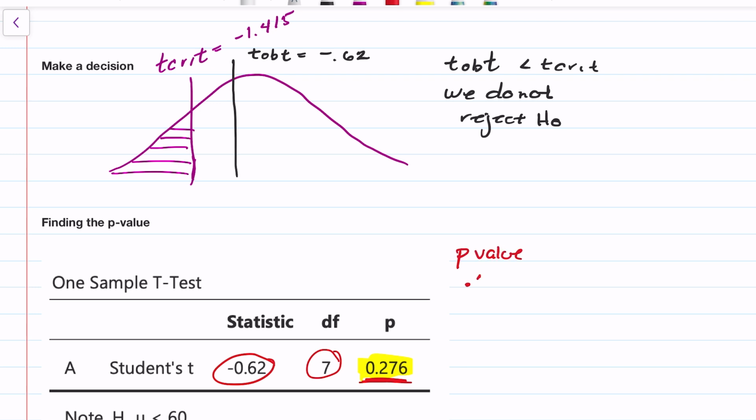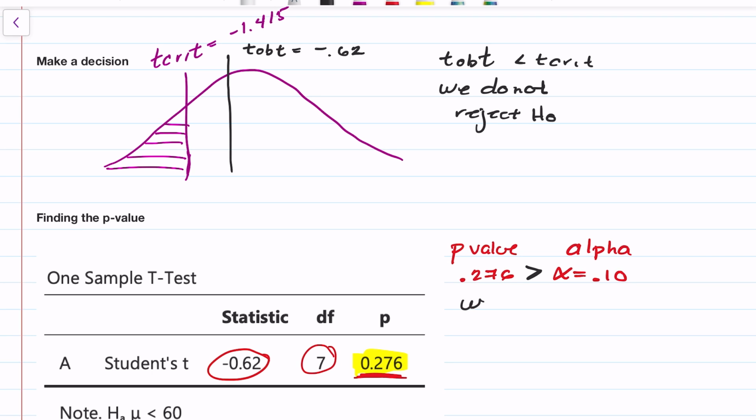So what we do with the p-value, 0.276, is that we compare it to our alpha. So for this problem, our alpha was 0.10. And we can tell that the p-value is actually greater than our alpha. Whenever the p-value is greater than our alpha, we do not reject.